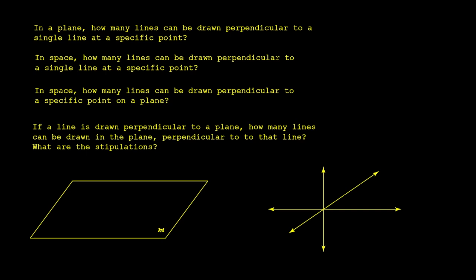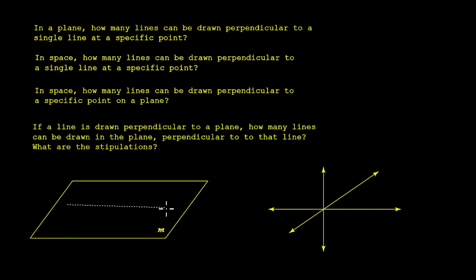In this video, we will be dealing with lines in a plane and lines in space, and how those two things differ. First, in a plane, how many lines can be drawn perpendicular to a single line at a specific point? Because this is all being done by hand, we're not going to put arrows on the ends of the lines. You can think of them as line segments or lines, whichever is easiest.